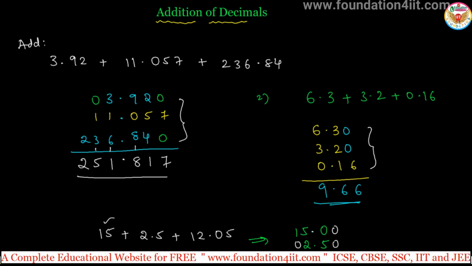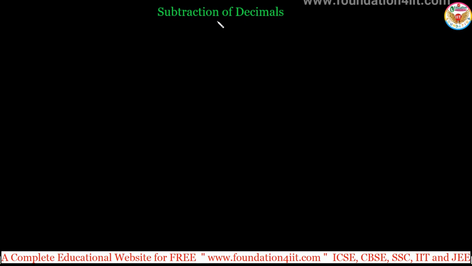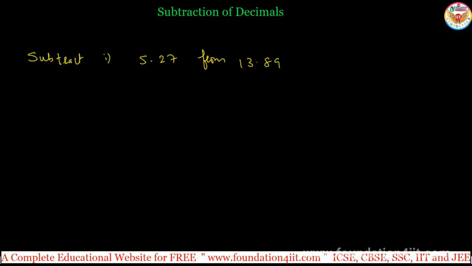In the same way, let us see subtraction and multiplication, division of decimals also. Subtraction of decimal numbers. To subtract these decimal numbers, even in subtraction, the numbers are written in such a way that their decimals are in the same vertical line. Okay, for example, let us take one question. Subtract 5.27 from 13.89.